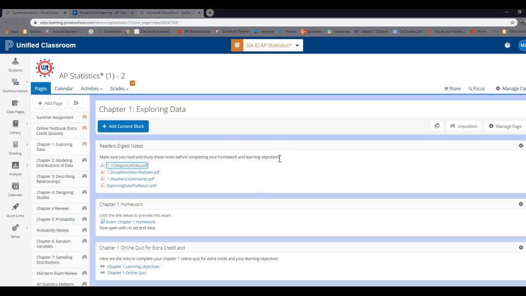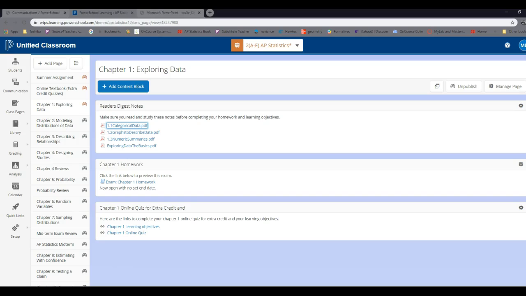Make sure you read and study these notes before completing your homework and the learning objectives, okay? And it might not be a bad idea to have them open or have them out. If you like to print them, you can do that. I'm not going to give you hard copies of those.